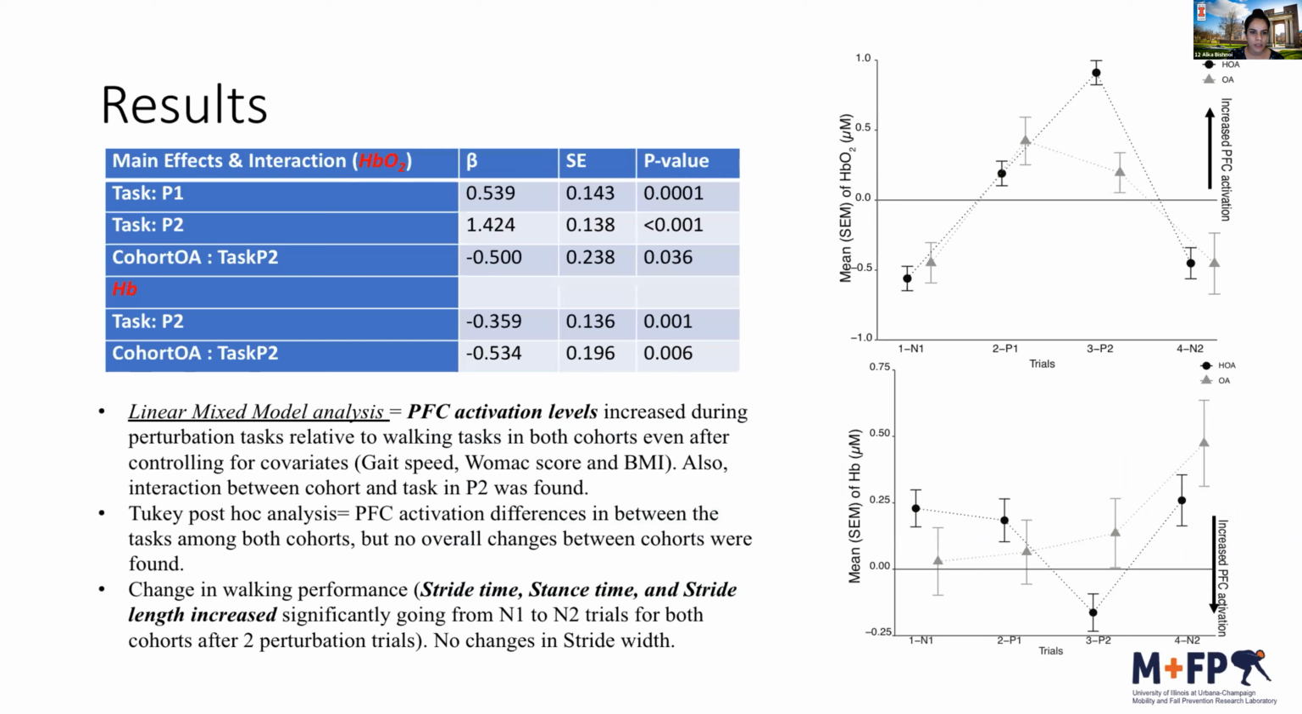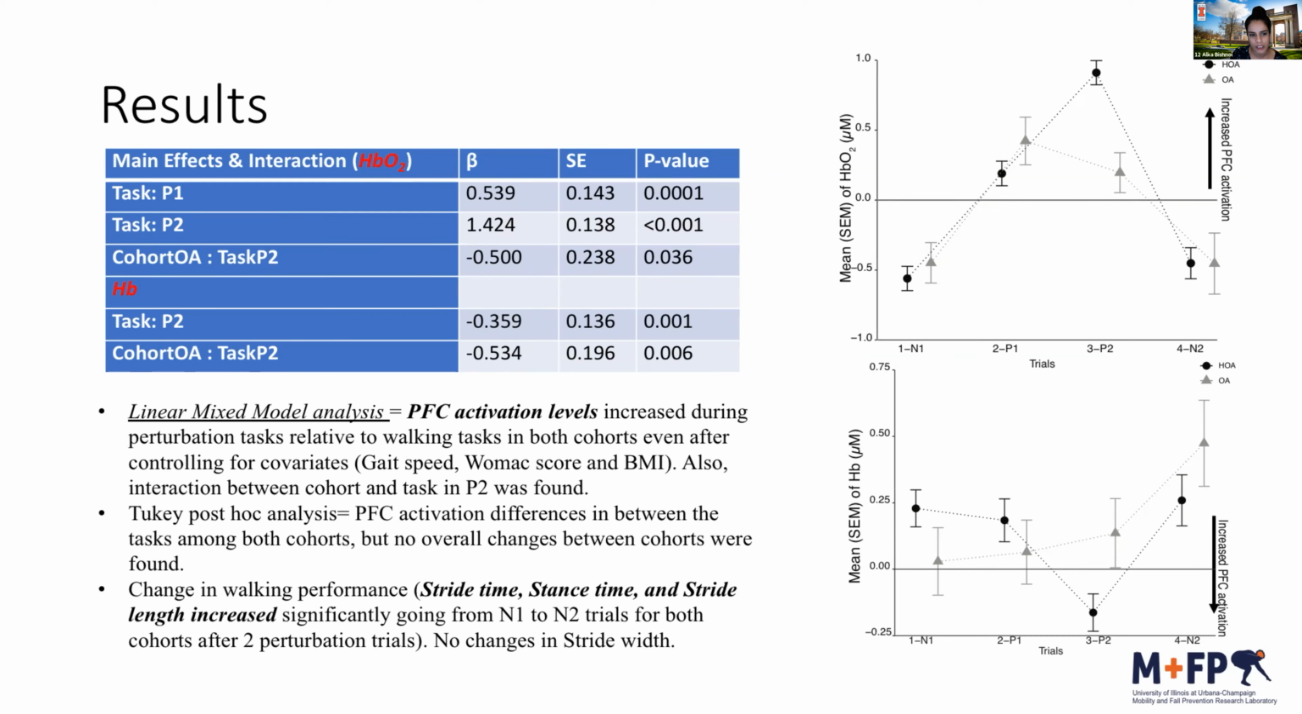With our linear mixed model analysis, we found PFC activation levels increased during the perturbation task relative to the walking task, which says that our hypothesis was correct. And we found these changes in both cohorts, even after controlling for the covariates. We also saw an interaction between the cohort and the task, as you can see from the table, for both HbO2 and Hb. So further, we wanted to see by post-hoc analysis if there is a difference between the cohorts. But we didn't find any PFC activation differences between the cohorts, but we did find overall changes between the tasks.